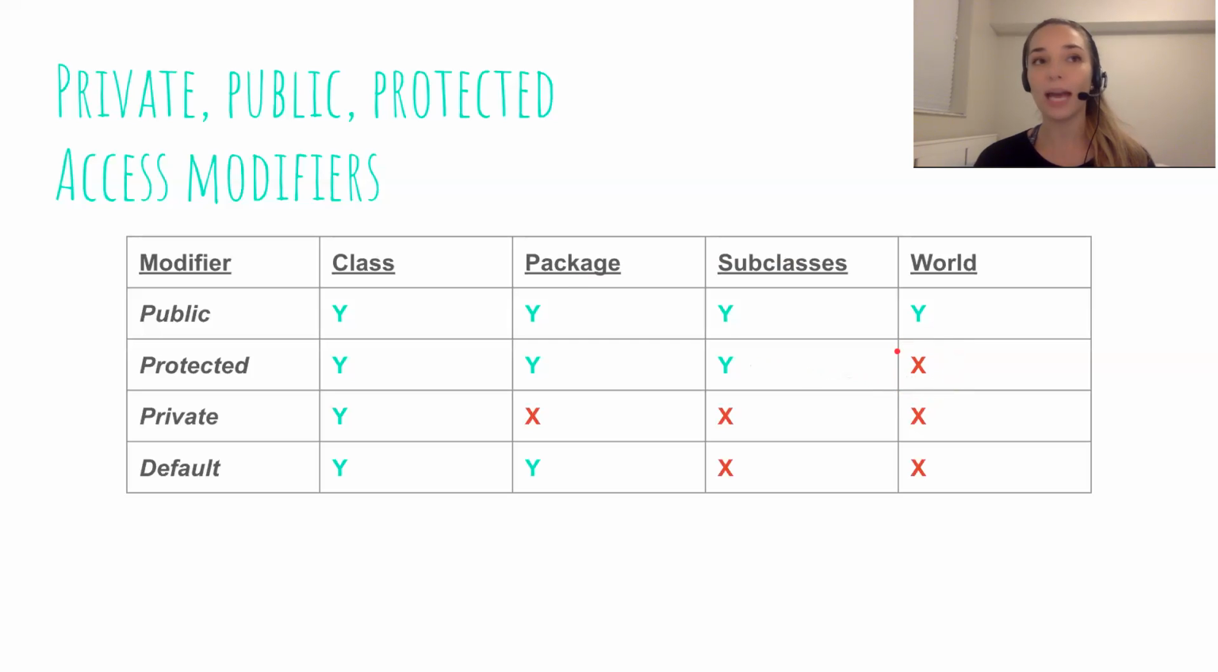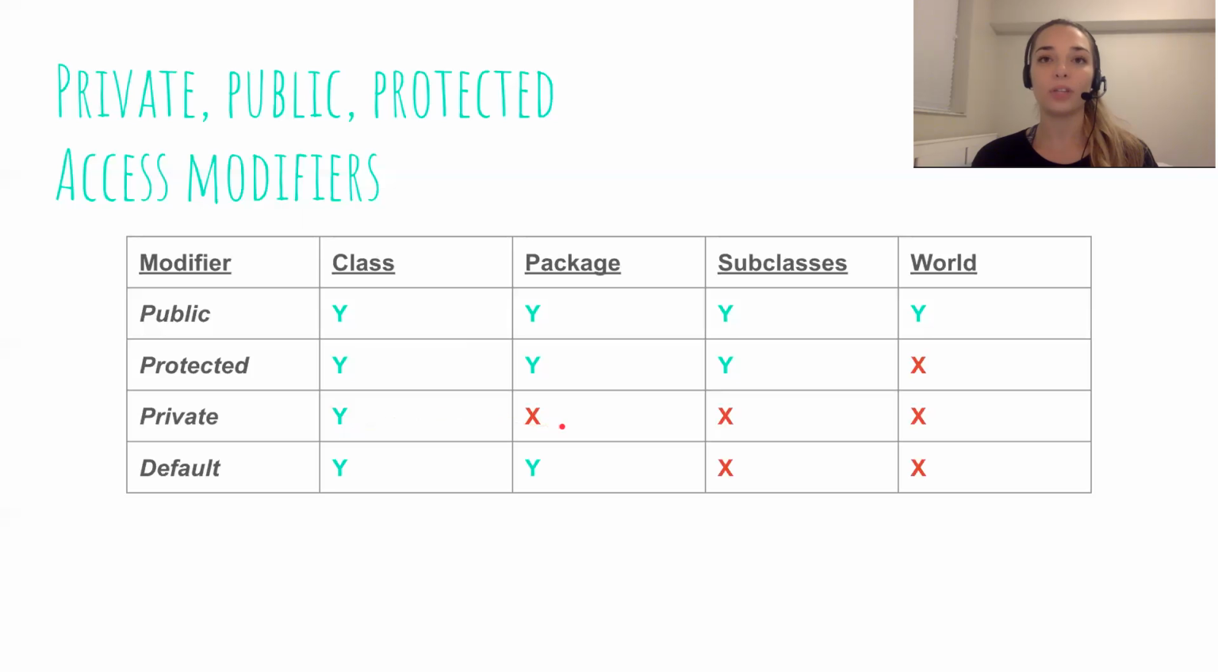So you can only access, for example, protected attribute variables if you are within the class itself, or you are in a package that class is in or that attribute is in, or you are in a subclass of that class that has that attribute.